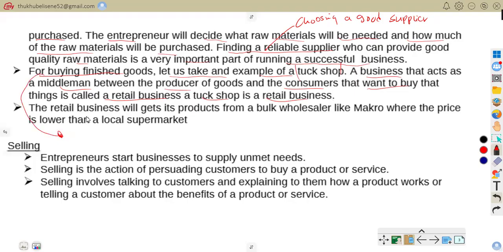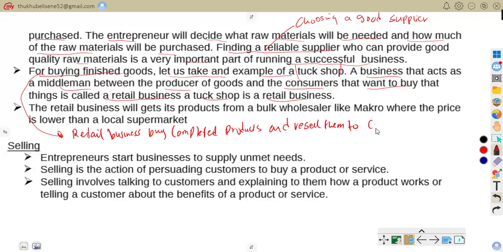It simply says retail businesses buy completed products and resell them to consumers.